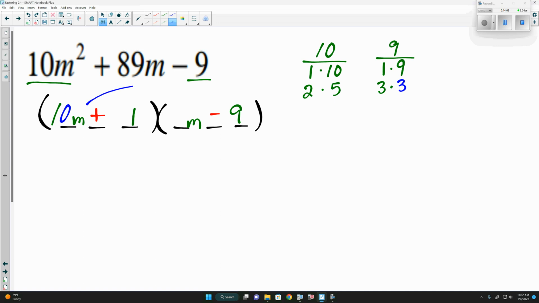And if we check this here, 10m times -9 is -90m. 1 times m is plus m, which gives us -89m. Is that what we wanted? Well, no. We could almost say halfway, isn't it? Is it the correct number? Is it the wrong sign?